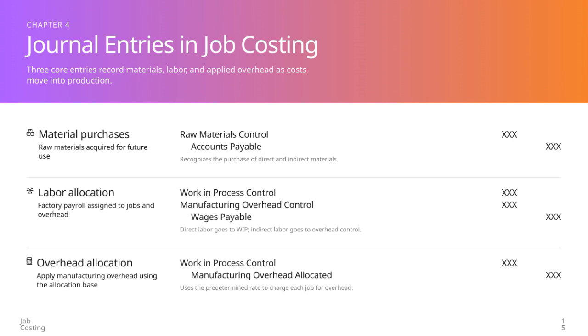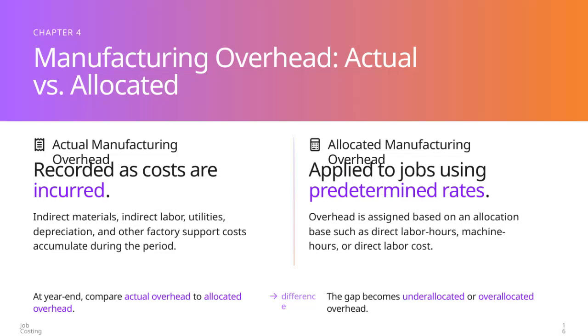process in job costing. In this slide, we focus on the key distinctions between actual and allocated manufacturing overhead. Actual manufacturing overhead includes all the indirect costs that accumulate during production, such as indirect materials, indirect labor, utilities, and depreciation. These costs are recorded as they occur throughout the period.